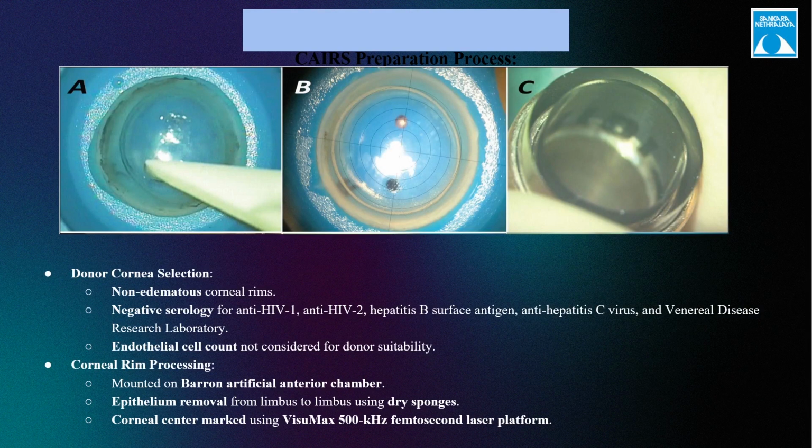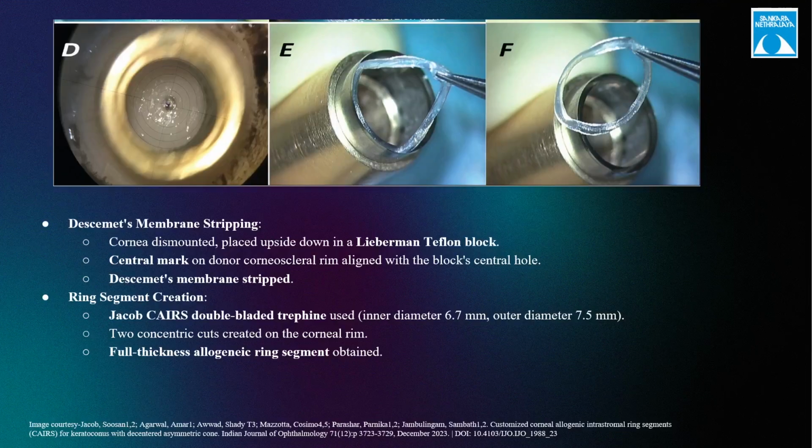We'll move ahead with the CAIRS preparation procedure. The donor cornea selection is a non-edematous corneal rim. It should be negative serology for anti-HIV1, HIV2, Hep B, C, and venereal diseases. The corneal rim processing is then mounted on a... This is different for different surgeons. This is what Dr. Susan Jacob has described, which I have put over here. She has mounted it on an artificial anterior chamber. Epithelium was removed, and the corneal center was marked using a Visumax 500 kHz femtosecond laser platform.